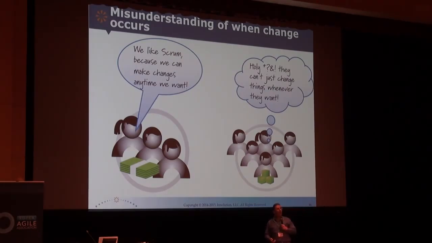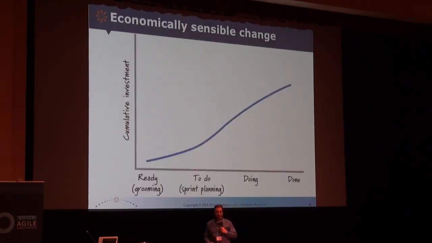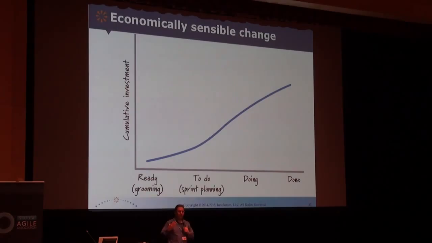Okay. I would suggest they haven't applied economically sensible Scrum. Think about it for a moment. When you're grooming the product backlog, getting an item to the ready state, you make an investment in the item. Some level of investment. When you take it into sprint planning, your investment in that item has increased, right? Because you spend more time thinking about the item, perhaps breaking it down into tasks. When you start working on it, your investment goes up even more. And of course, when you're done, you've made the full investment.